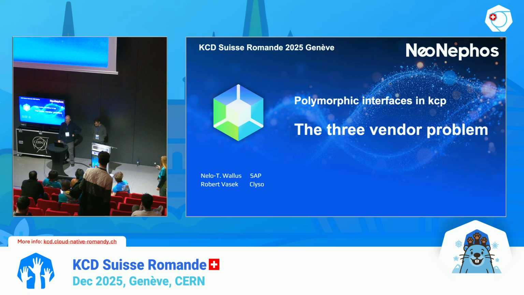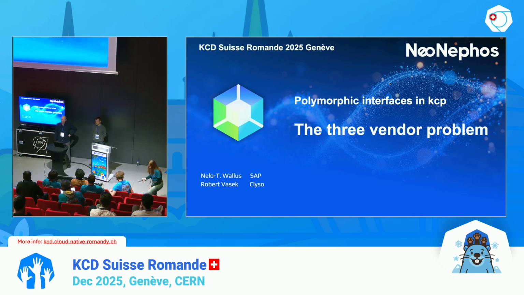Yeah, thank you very much. So today we want to talk about polymorphic interfaces in KCP, the three vendor problem.